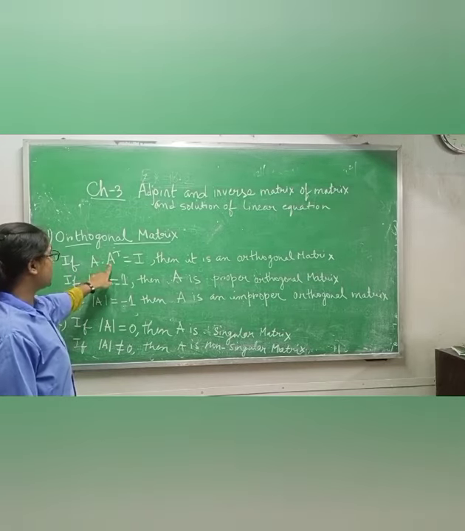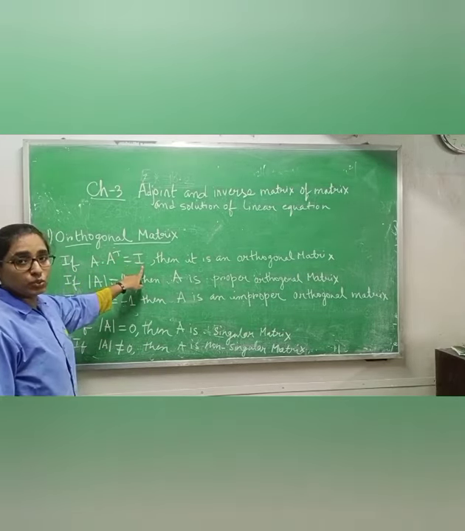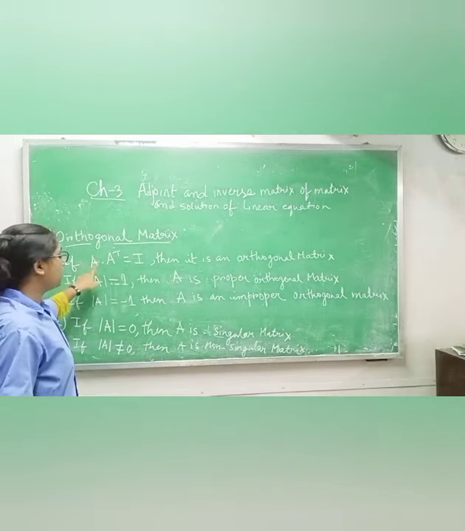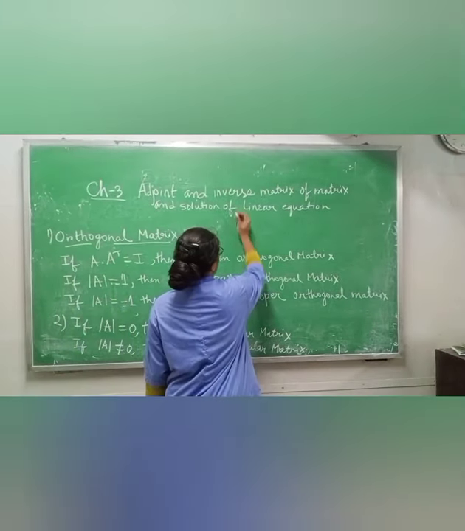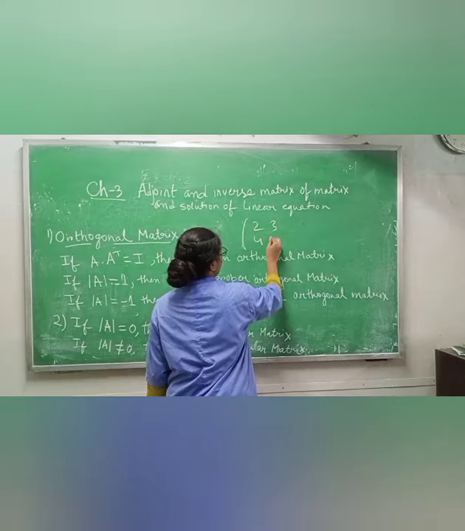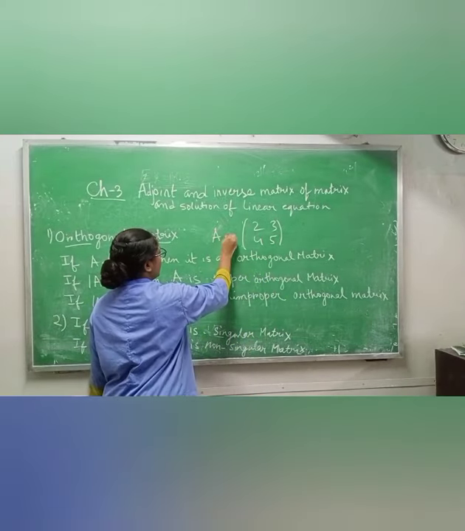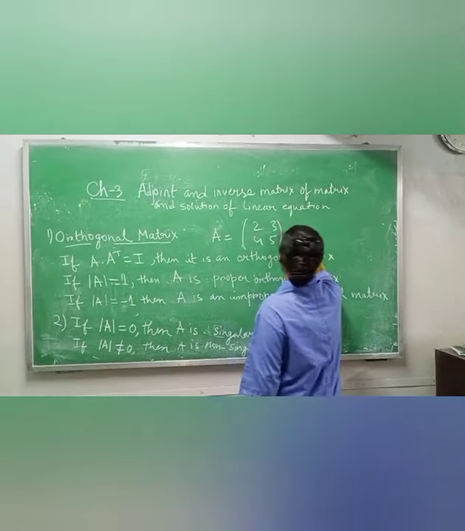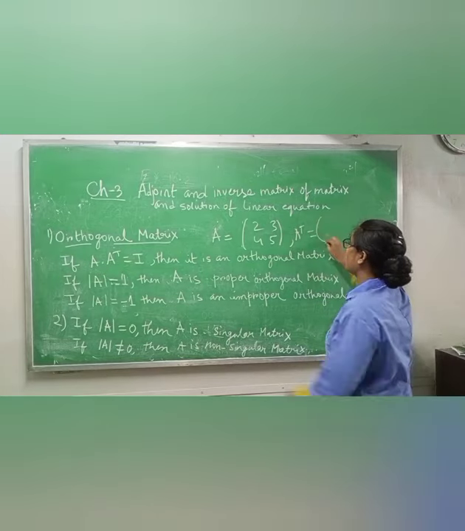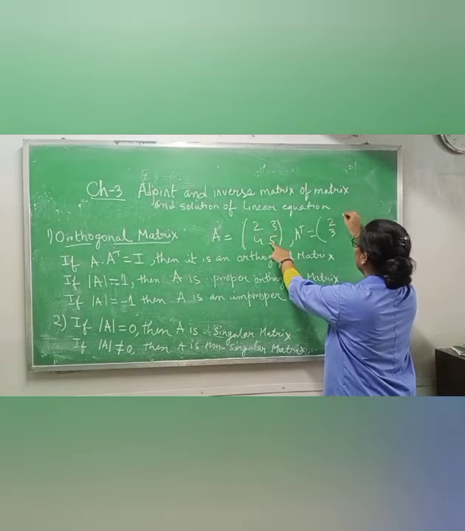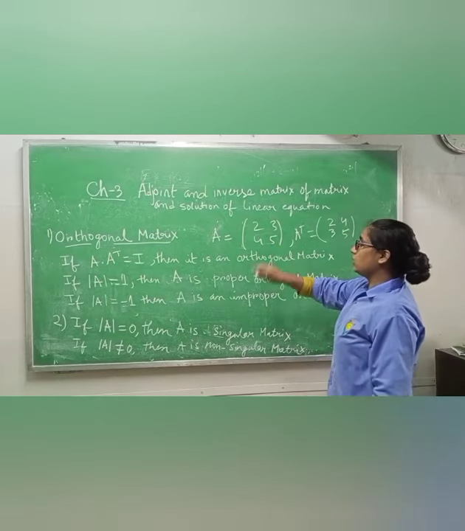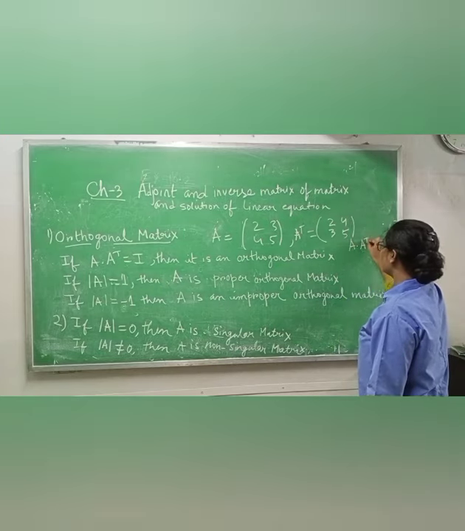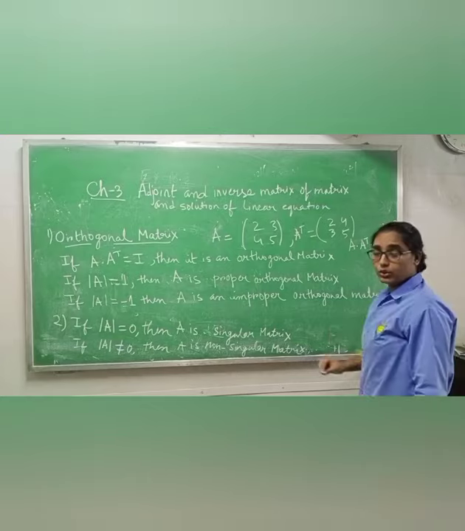If A multiplication A transpose equals to I, means unit matrix. Okay, means if suppose that we have one matrix 2 3 4 5, and first I am transposing this one. A transpose means I am changing rows to columns. So this row will become a column and this row will become a column. Now after finding A transpose, if I multiply A dot A transpose and I get I, means unit matrix.